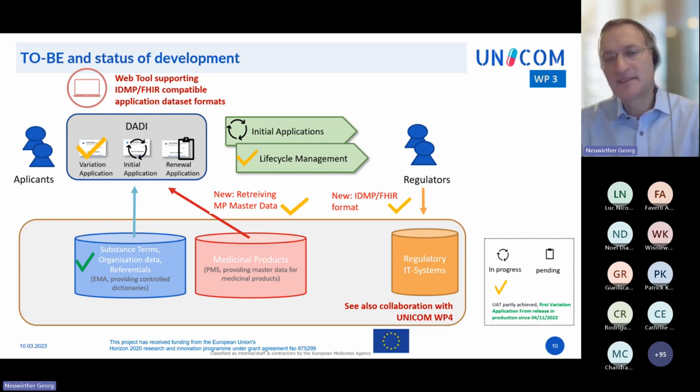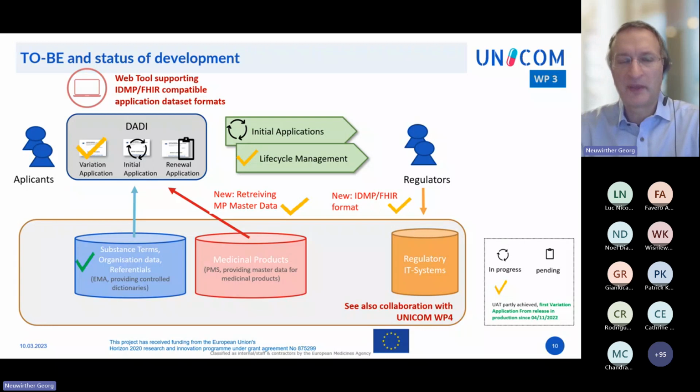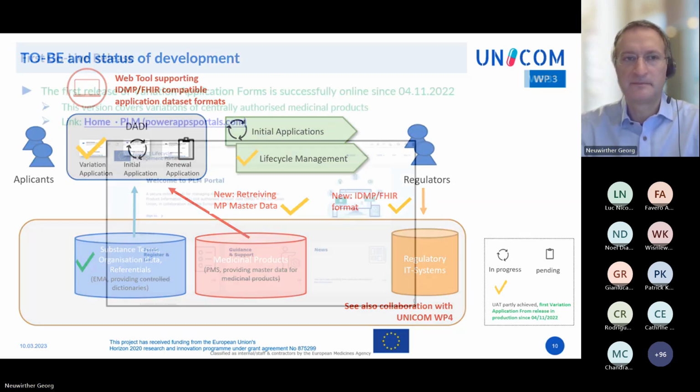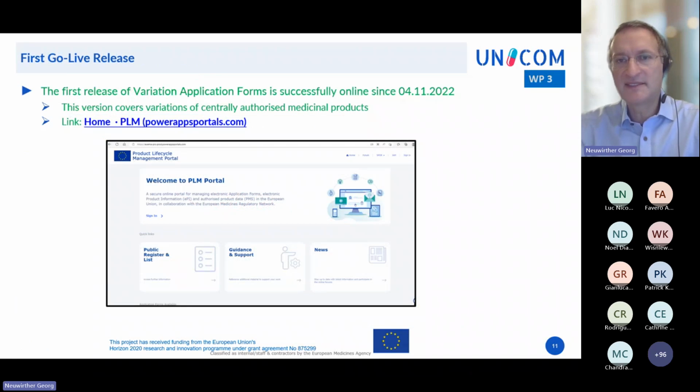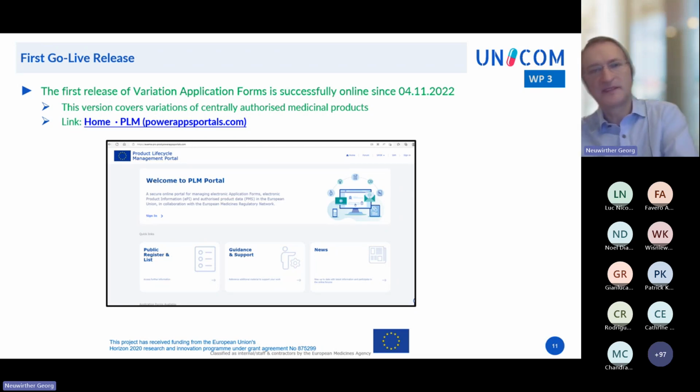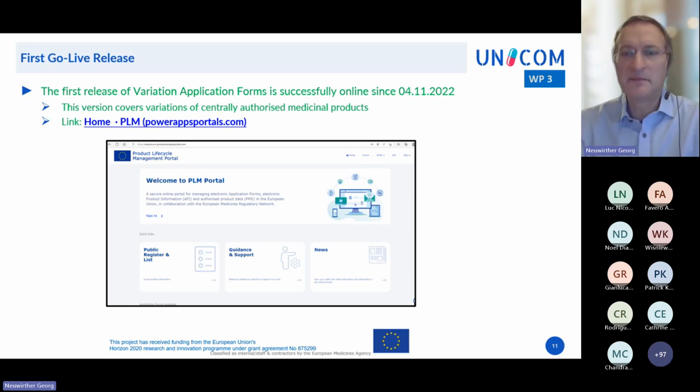I need to say the consuming of the FHIR message is a collaboration with Unicom Work Package 4, which is the work package where all the other NCAs are working to adapt their IT systems. So the first go-live release was in November 2022, so nearly a year ago. And this version now covers centrally authorized medicinal products, but the other procedures for MRP, TCP, and NAP products are on the way and will start soon.